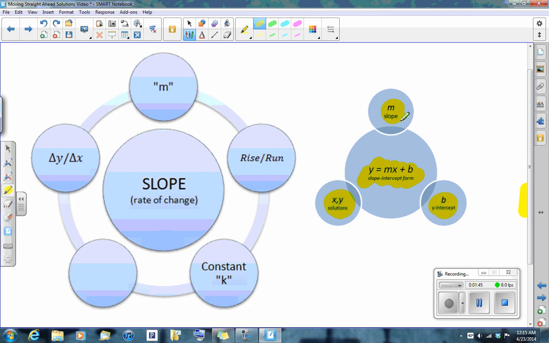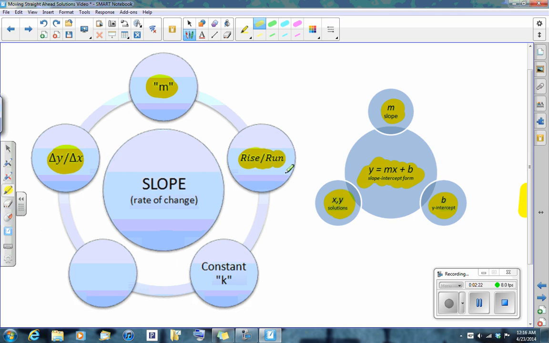What exactly is slope? Well, when we look at a graph, it's rise over run. When we look at an equation, we're looking for m. And in terms of tables, we looked at the change in y over the change in x. Think of the change in y, the vertical, up and down, as the rise, and the change in x, the horizontal, as the run.